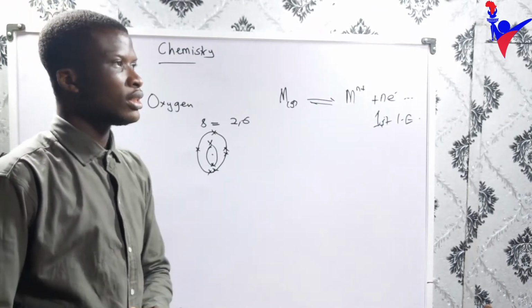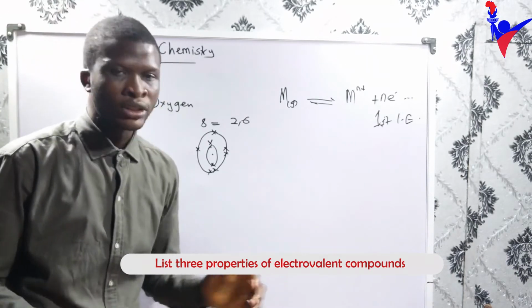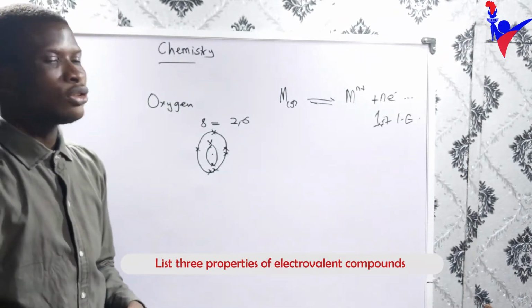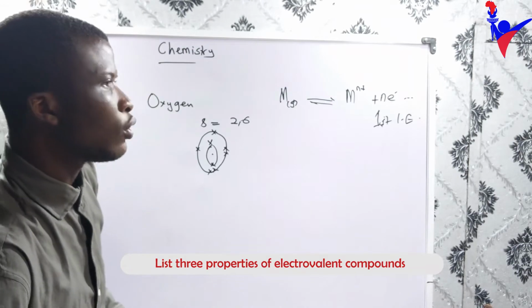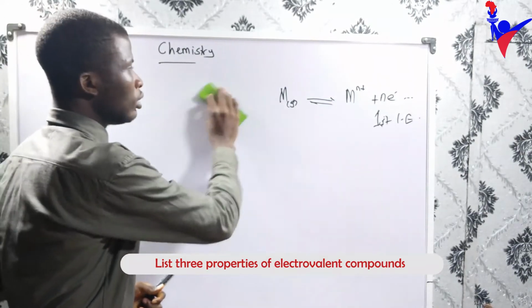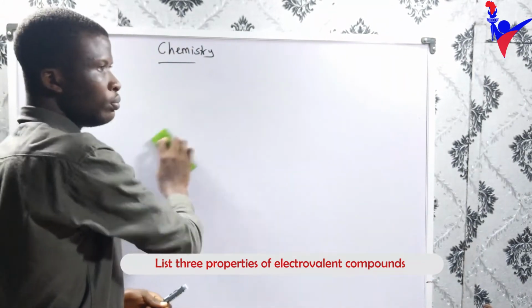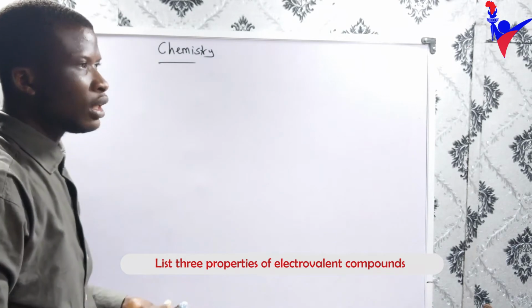The second question is on your knowledge of chemical bonding. It's: list three properties of electrovalent compounds. List three properties of electrovalent compounds. All right, let me get rid of what we have on the board so that we can focus our attention on the second part of the first question. That's question 1b. Now, list three properties of electrovalent compounds.